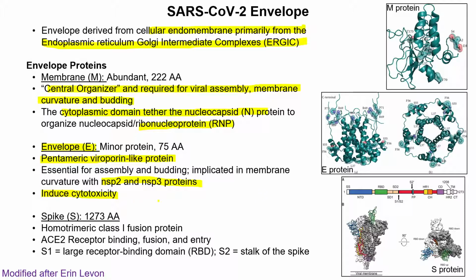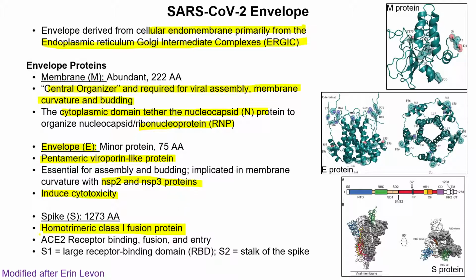cell after budding. Then the most famous one, the spike protein, 1273 amino acids. It's a large protein, 122 or 200 kilodaltons. It's a homotrimeric class 1 fusion protein. This is one of the important things to definitely remember, because we already know class 1 fusion proteins. We have seen that for the hemagglutinin in detail for the influenza virus. We have already seen that. So that's why that is important.